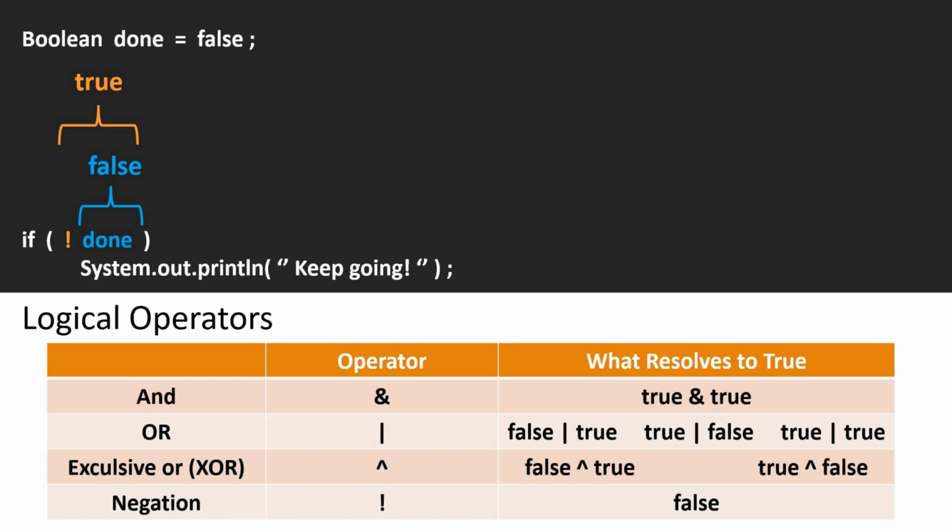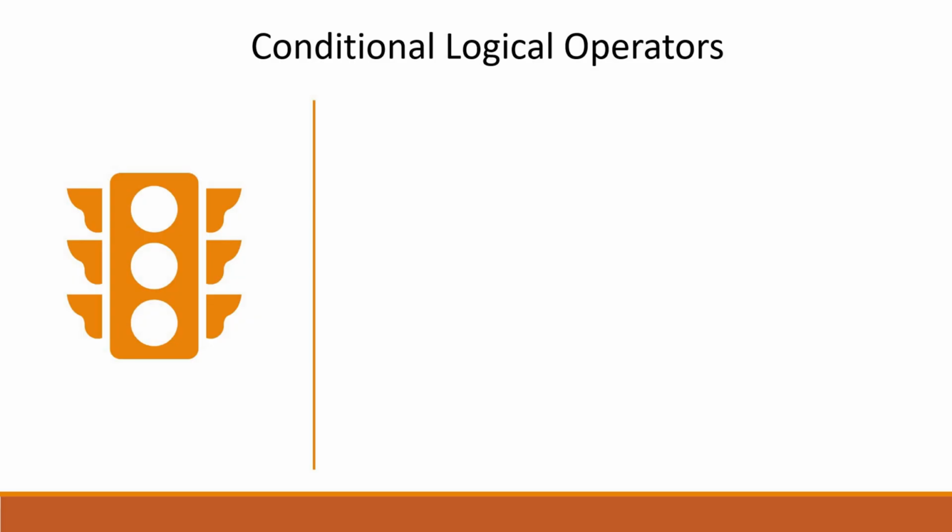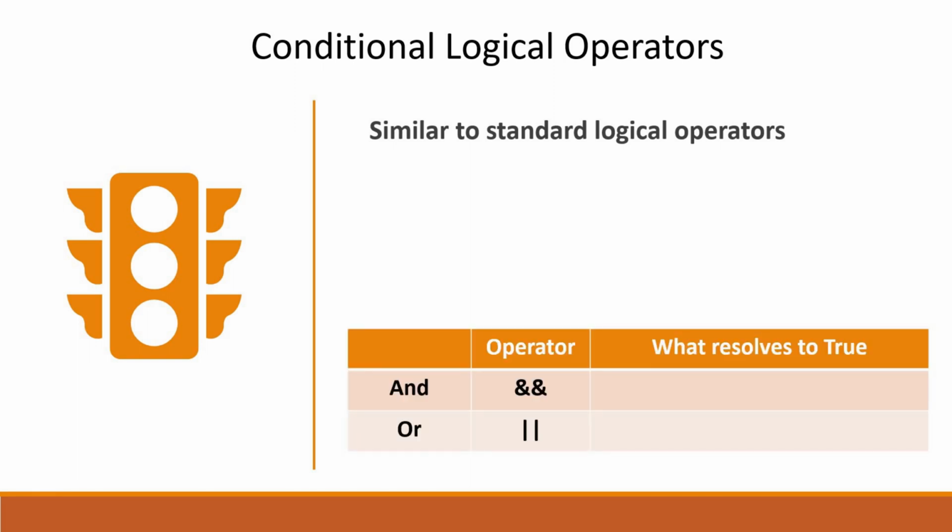In addition to the standard logical operators, we also have the conditional logical operators. And these conditional logical operators are very similar to the standard logical operators. Now there are only two of these. There's an AND along with an OR, but you'll notice there's a key difference in the operators. The standard AND was a single ampersand. The conditional AND is a double ampersand. In the case of the OR, the standard OR was a single vertical bar. The conditional OR is a double vertical bar.